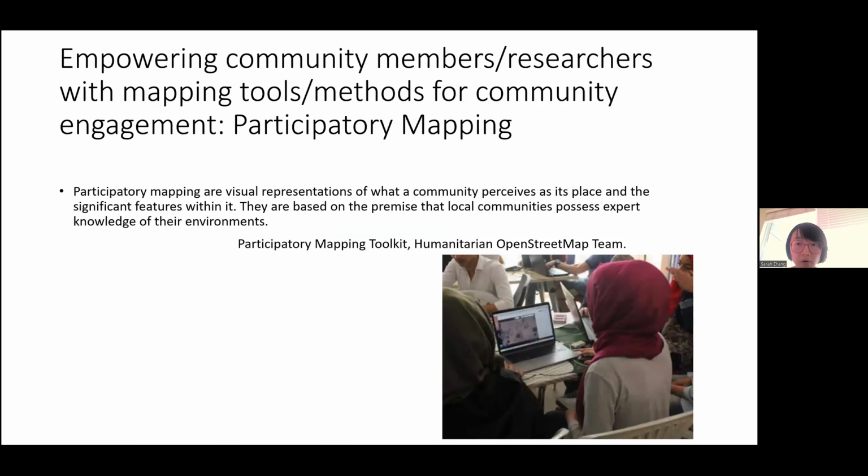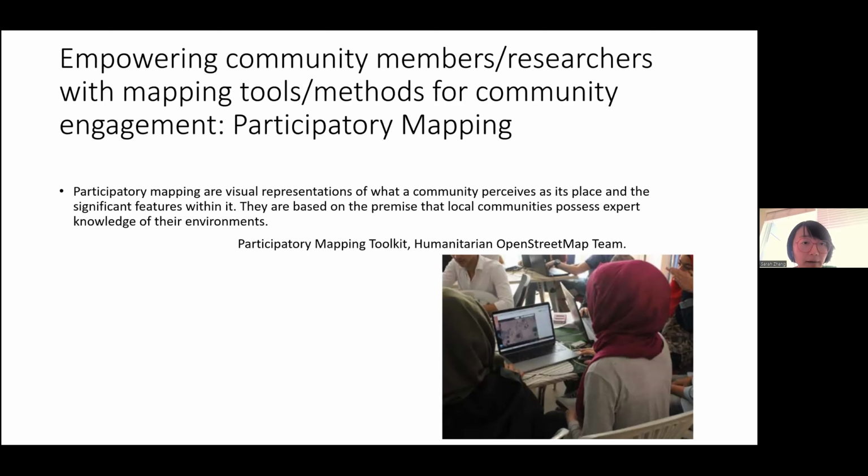So I've talked about those workshops targeting the public, right? Those are community engagement endeavors in their own right, I believe. But there's another perspective from which I see the alignment between teaching spatial literacy and community engagement, which is to empower researchers with mapping tools and methods that are useful when they are doing community engaged research, or community members when they are involved in advocacy work, for example, for their own communities.